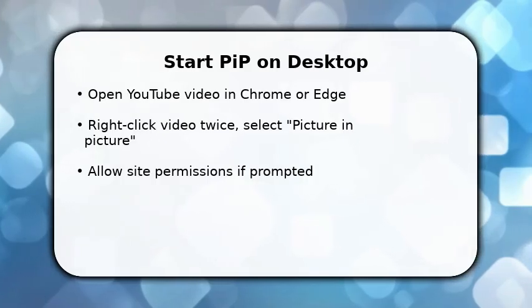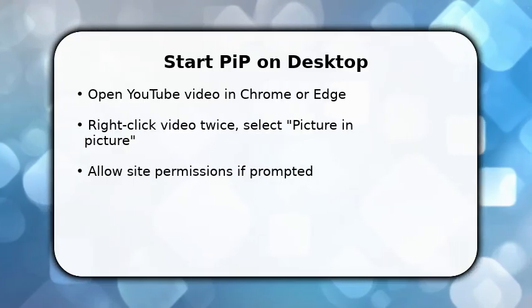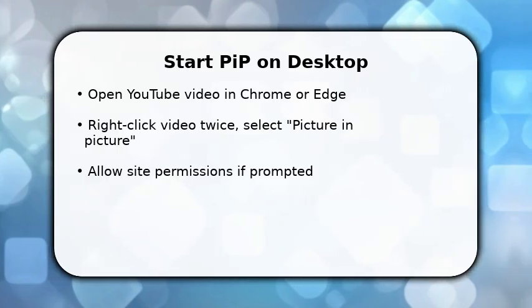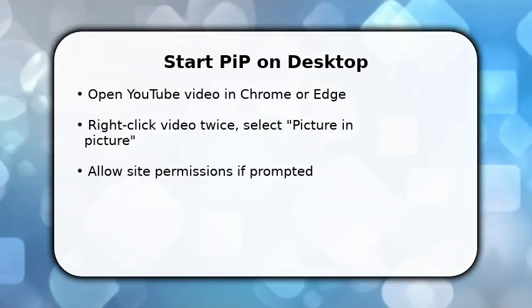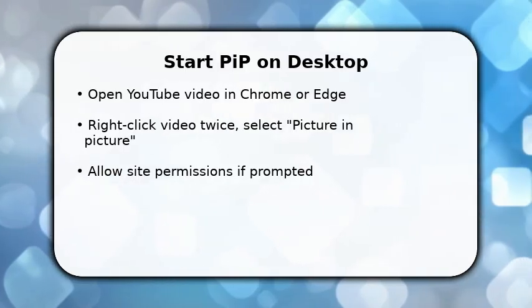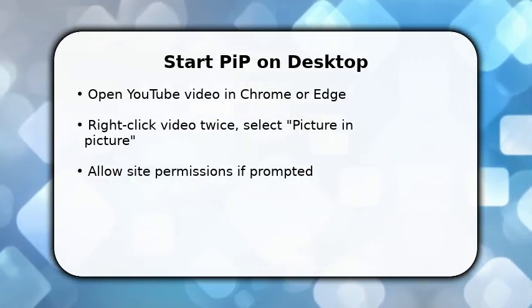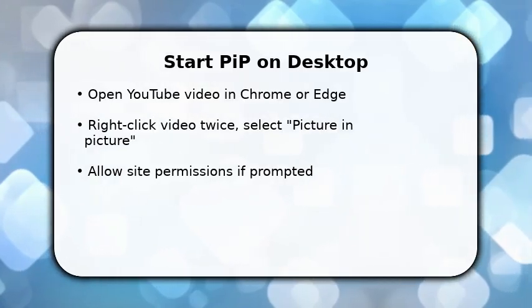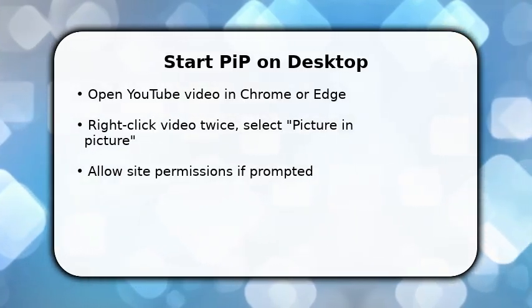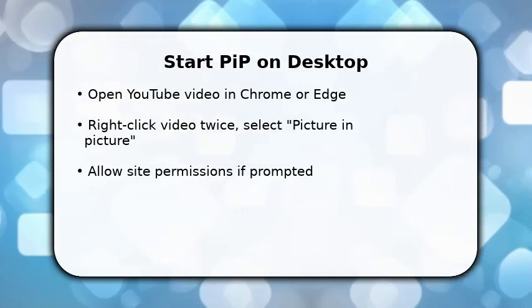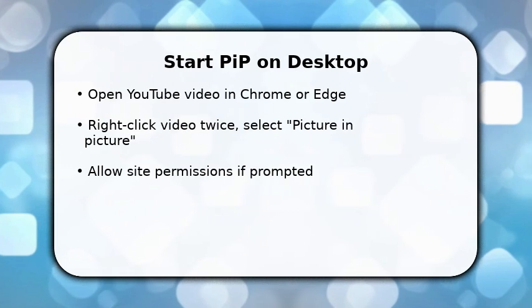You begin by opening the video in a supported browser and ensuring YouTube is allowed to show overlays. This matters because PiP uses browser windows. Once ready, right-click the video twice to reveal the browser PiP option and select Picture-in-Picture. If you're signed into a managed device, make sure site permissions aren't blocked. Otherwise, PiP won't appear. This step gets the floating player visible so you can continue multitasking without stopping playback.